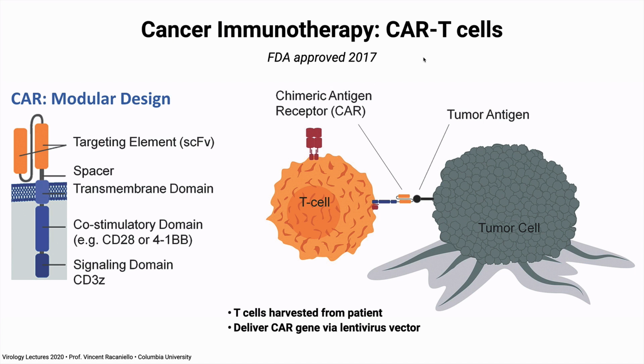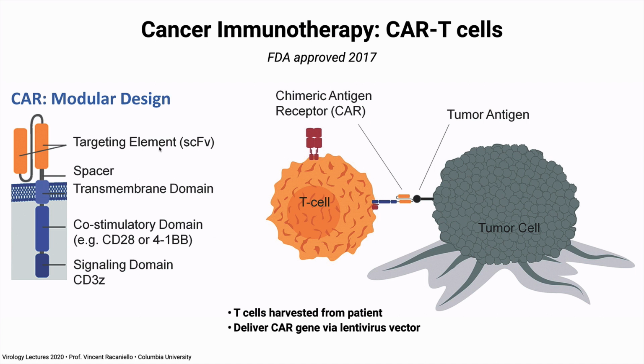And that brings us to the last therapy I want to talk about, and that is cancer immunotherapy using CAR T cells, which was approved by the FDA in 2017. And it's all based on having an antigen identified that's unique to a tumor cell. And then you build a chimeric antigen receptor that recognizes it. You first make a single-chain antibody that recognizes this tumor antigen. It's right there, the targeting element. It's a single-chain antibody specific for this tumor antigen.